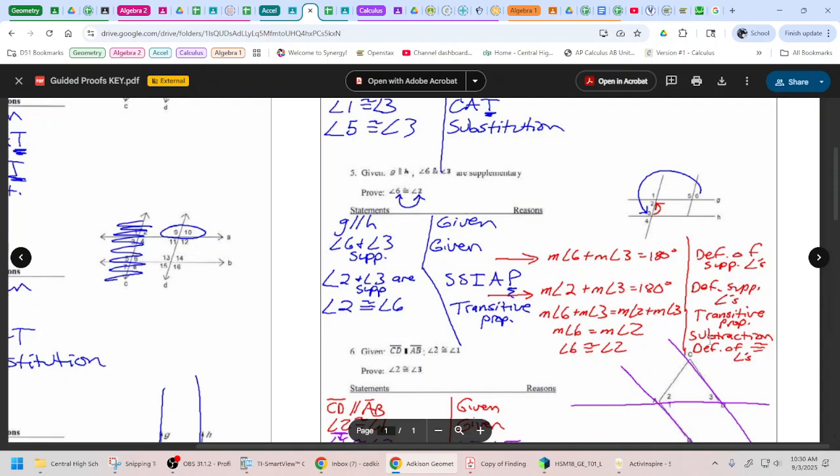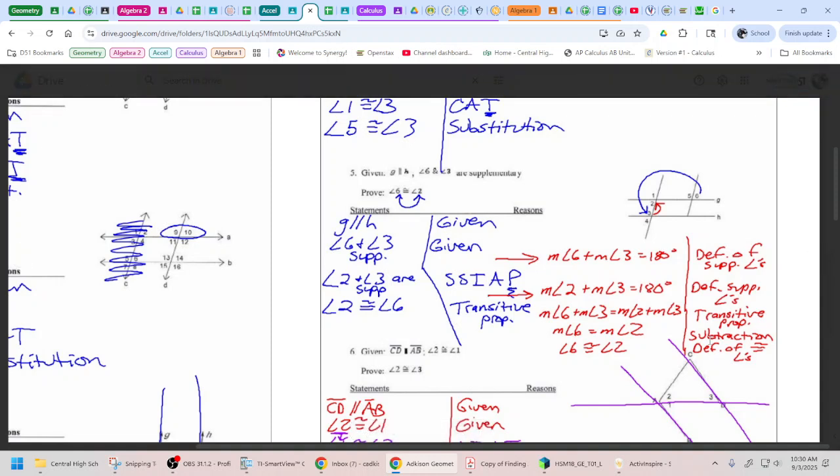This proof actually has more to it, so I'm curious to see if anybody went here. We're asked to prove 6 and 2 are congruent, knowing that G and H are parallel, and 6 and 3 are supplementary. So here's the technical side of this proof, in red. I'm guessing you probably thought through it this way, maybe.